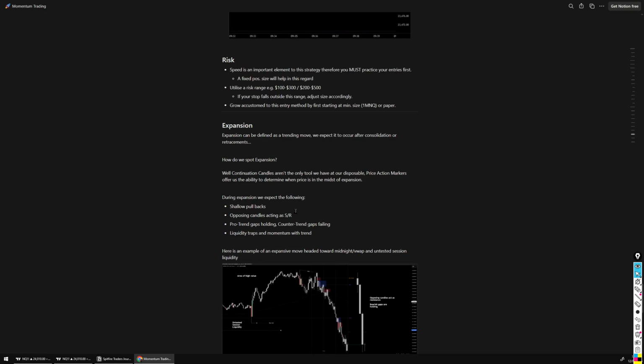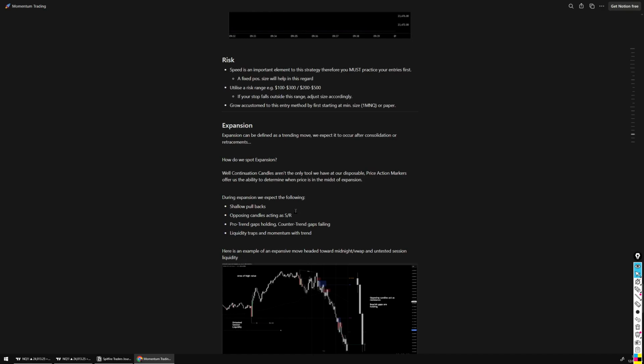Continuation candles aren't our only tool at our disposal. Price action markers offer us the ability to determine when price is in the midst of expansion. You heard me say this before, price action markers. So what are these things? During expansion, we expect the following to happen. We expect shallow pullbacks.